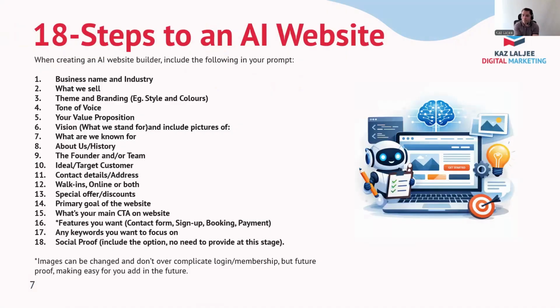So, what have I done? What I have done is I've created this 18 steps to an AI website. I've spent literally months and different training sessions with different people talking about what to include in an AI website prompt, how to work it, how not to work it, what to do, what not to include, so many things. Eventually I came down to this 18 steps.